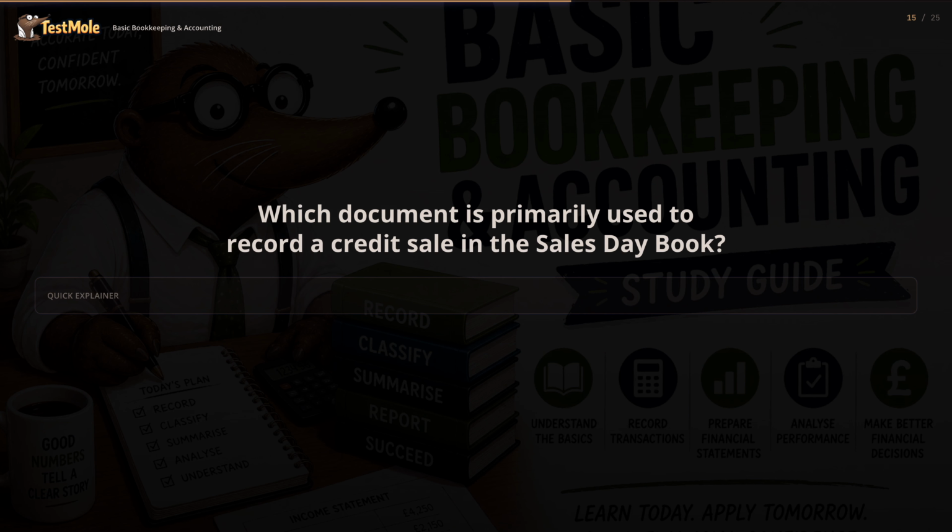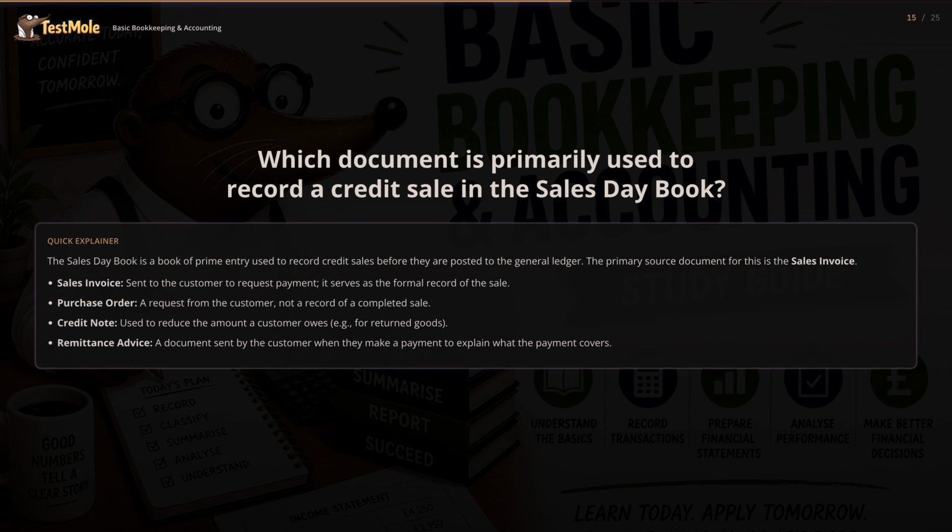Which document is primarily used to record a credit sale in the sales day book? The sales day book is a book of prime entry used to record credit sales before they are posted to the general ledger. The primary source document for this is the sales invoice. Sales invoice: sent to the customer to request payment, it serves as the formal record of the sale.